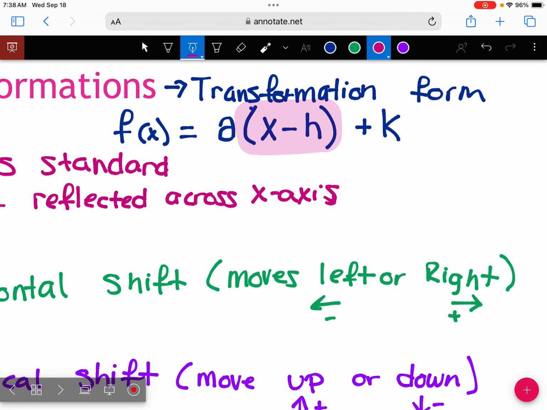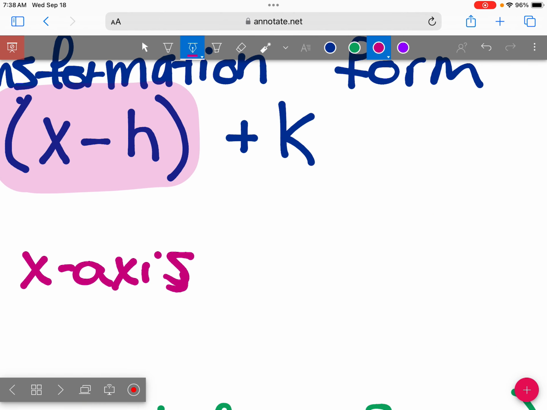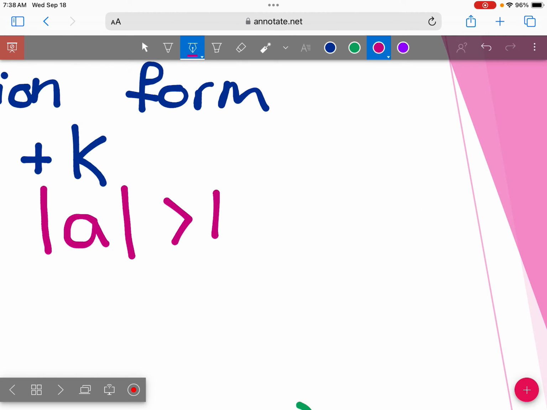So if A is bigger than 1, the value of A is bigger than 1. If it helps you, you can think about it as the absolute value of A, because we already talked about positive versus negative having a different job. So if my absolute value of A is bigger than 1, we call it a stretch.